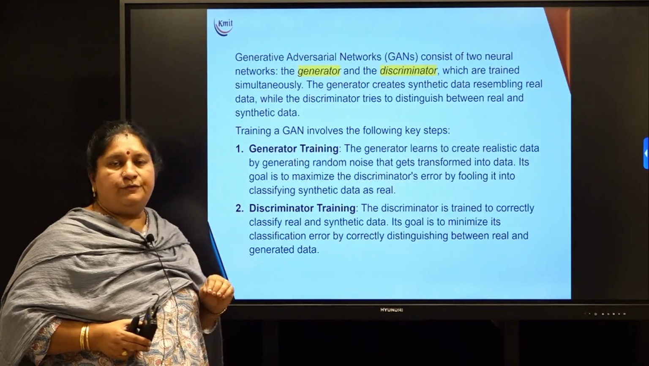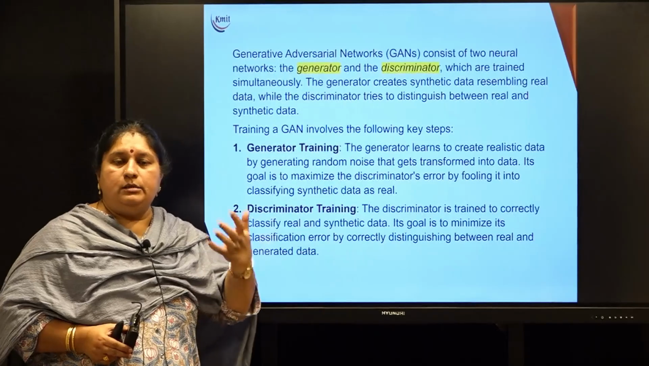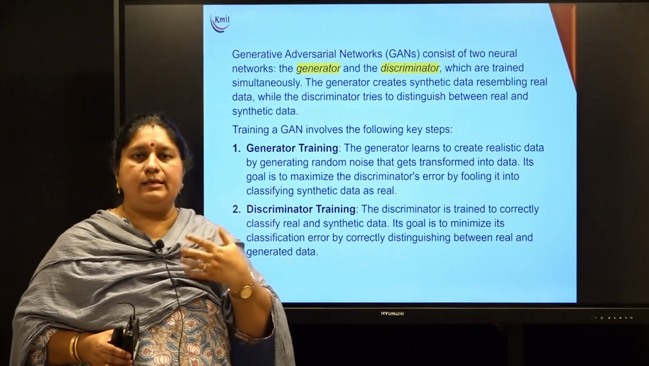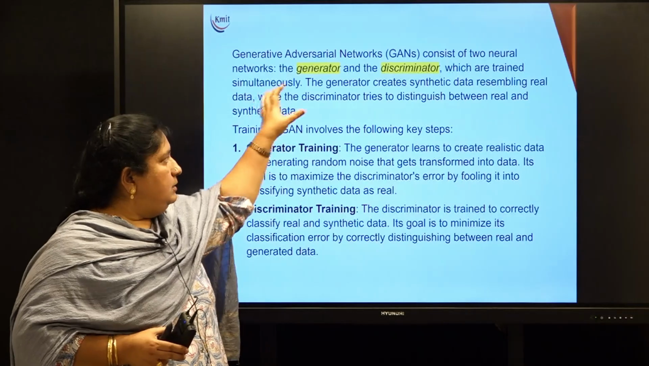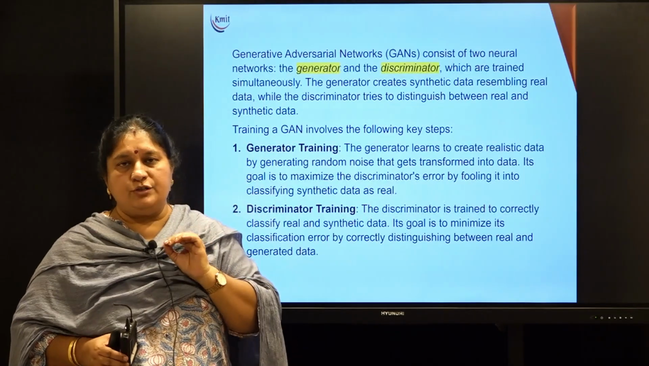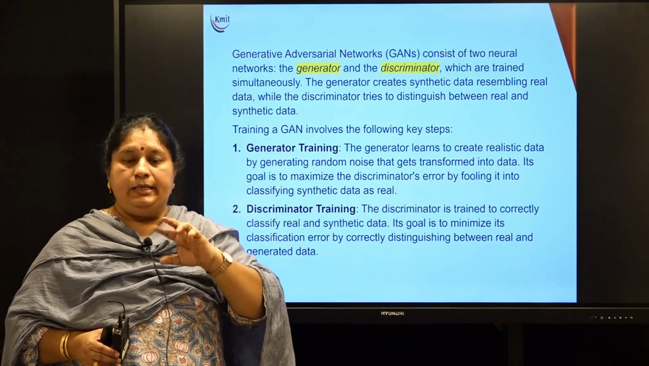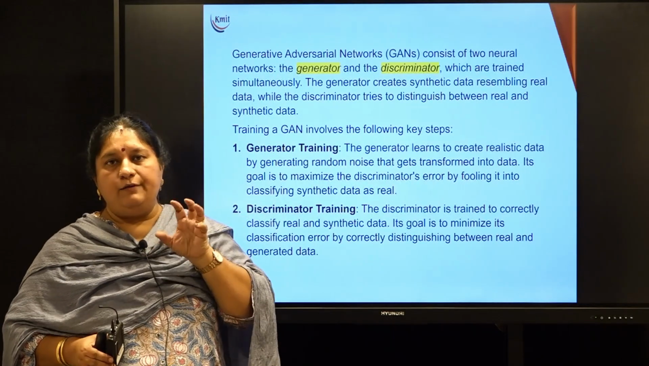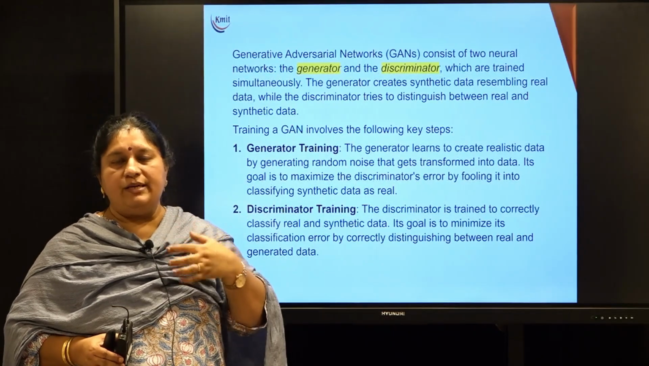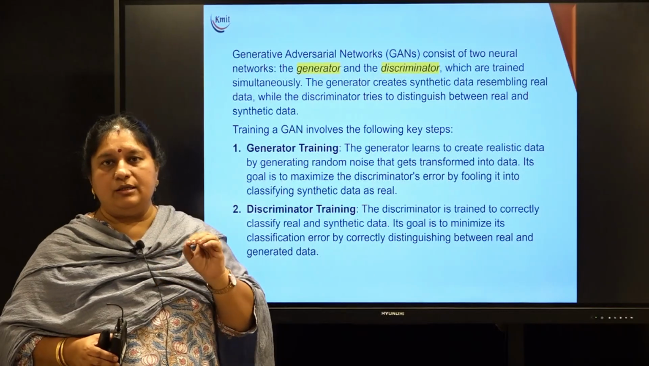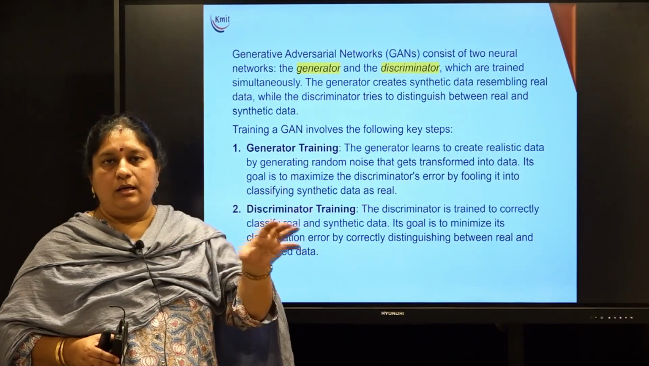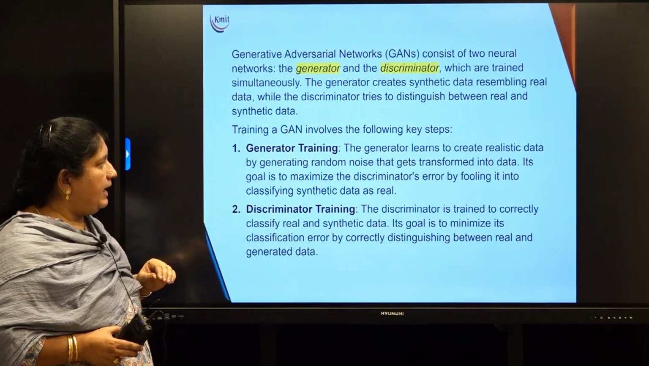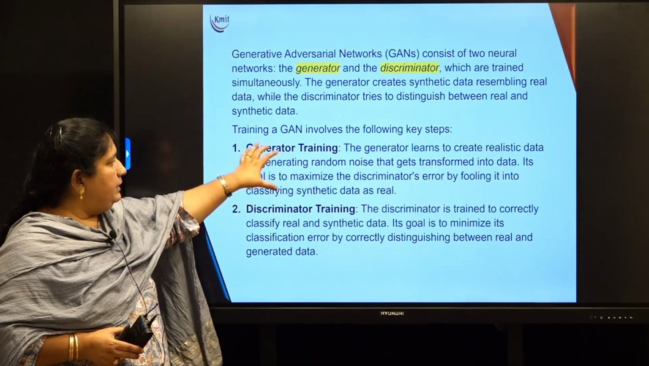What is the major functionality of the generator? It has to generate new data. We also call it synthetic data. Whereas the discriminator, what is its major functionality? It has to distinguish between the real data and the fake data. The discriminator always strives to find out whether the generated data is real or fake. So the training of a GAN involves the following key steps.